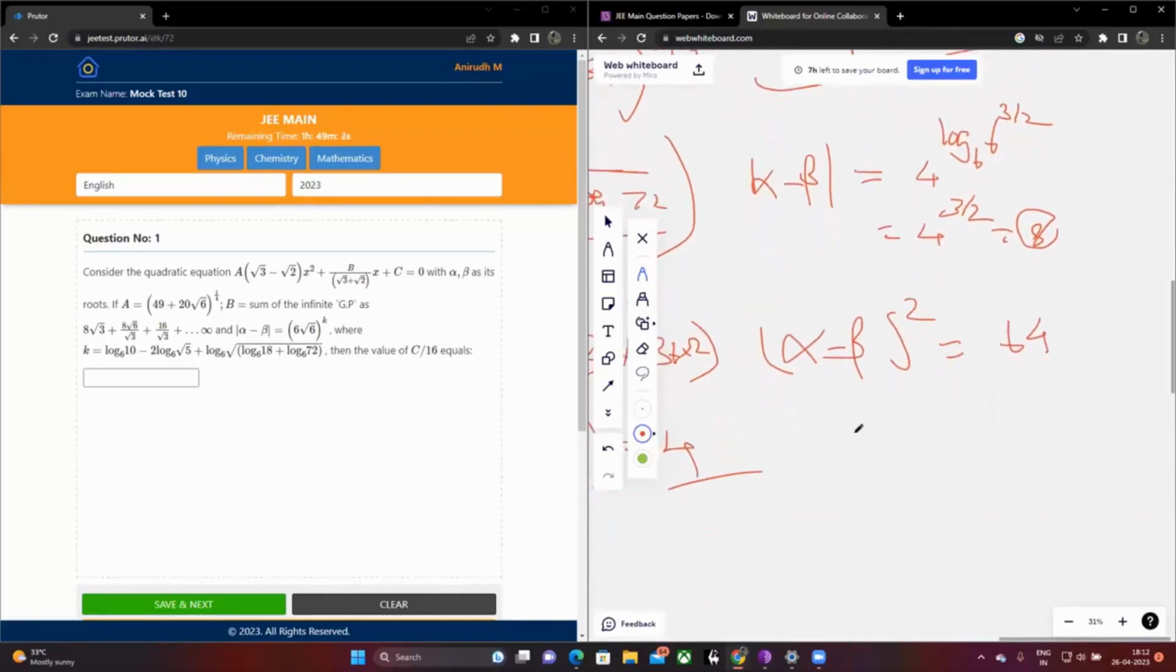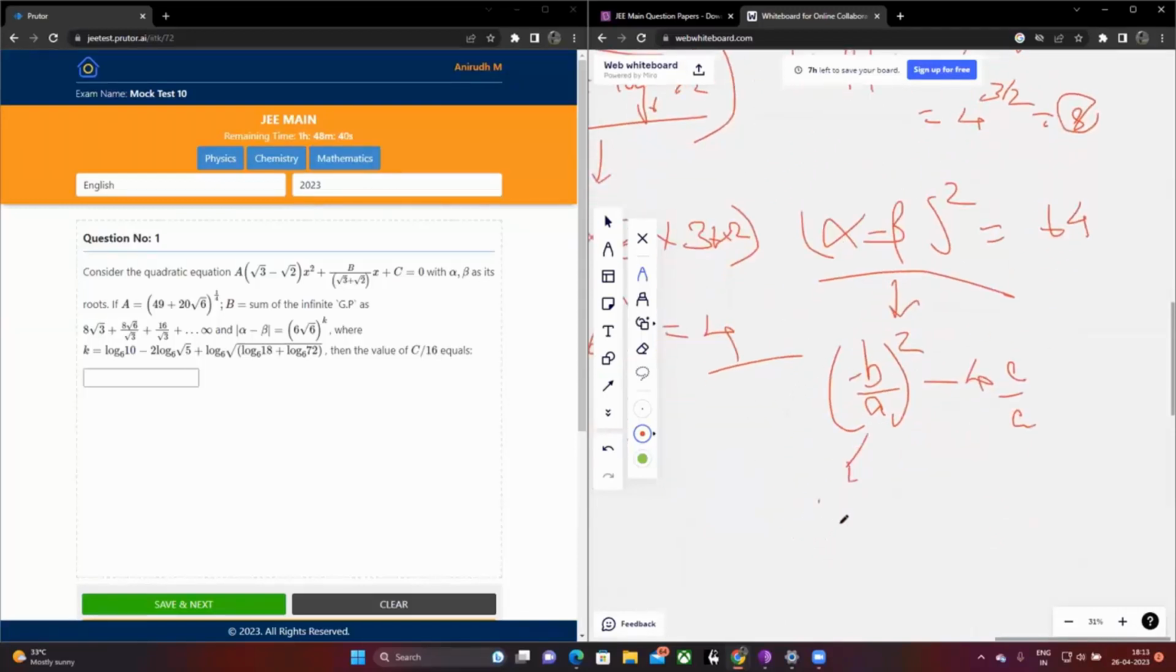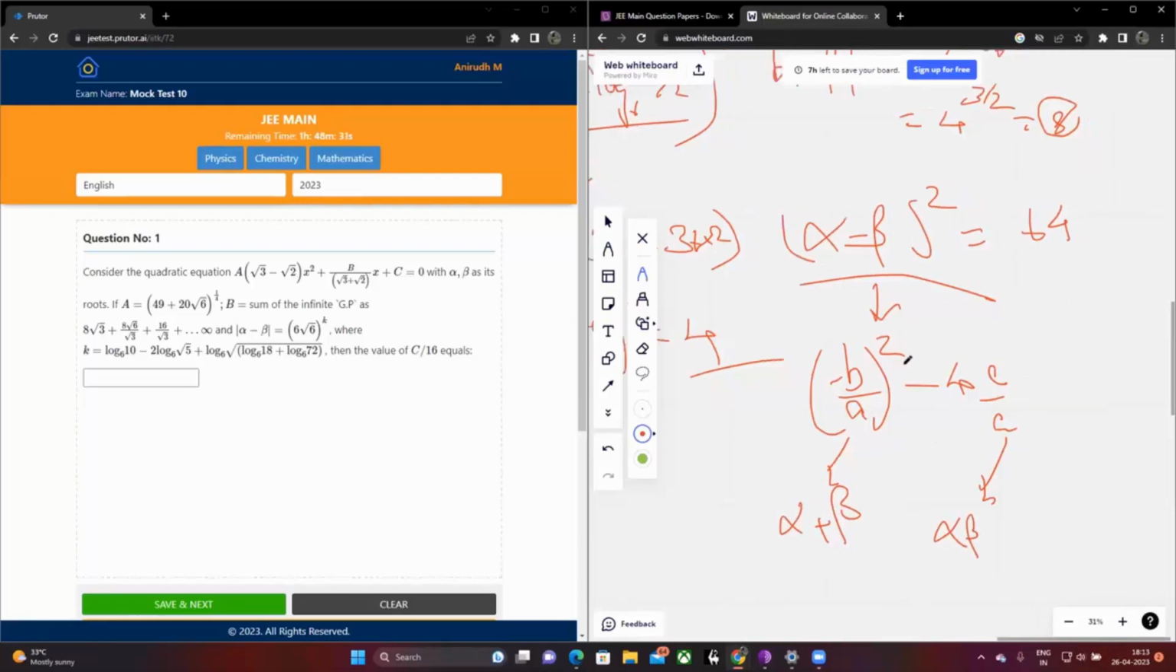But you also know that this can be represented by alpha square minus 2 alpha beta plus beta square. That is alpha square plus 2 alpha beta plus beta square minus 4 alpha beta, which is basically minus b by a the whole squared minus 4c by a, right? Where I'm just replacing alpha plus beta the whole square. This is alpha plus beta, and this is alpha beta, right? So alpha plus beta the whole square minus 4 alpha beta, you say alpha minus beta the whole square, you can easily check it out, right?